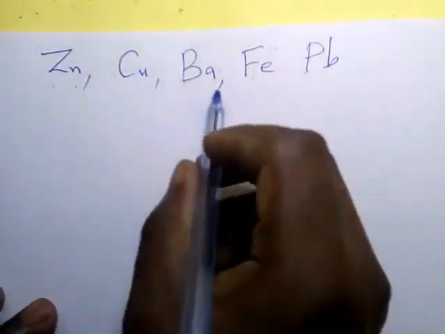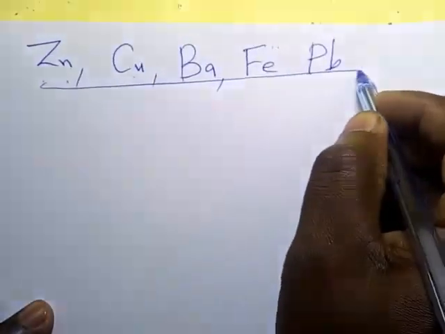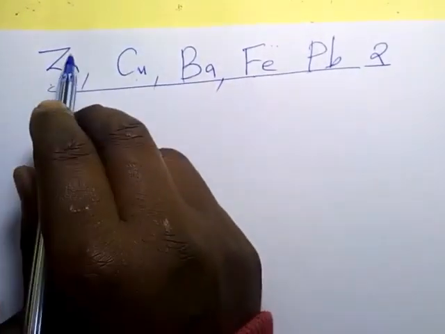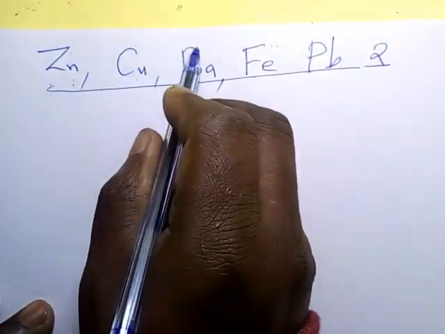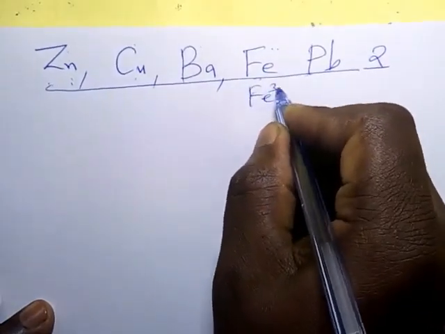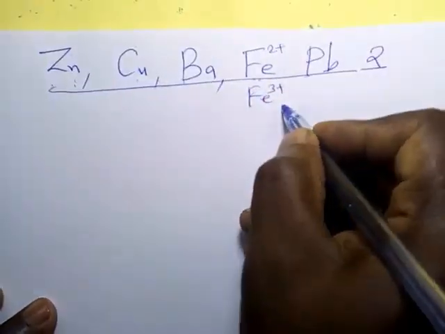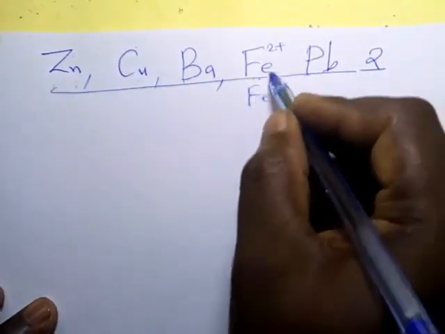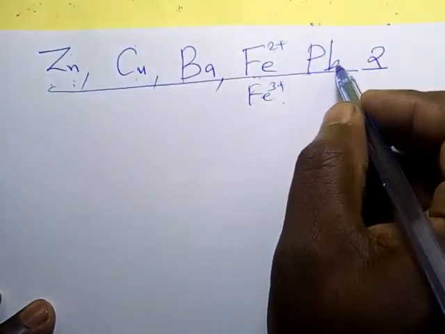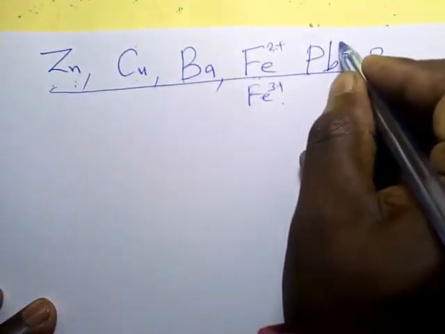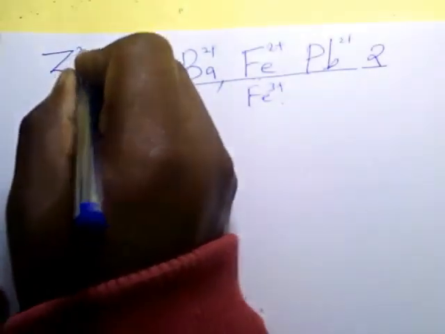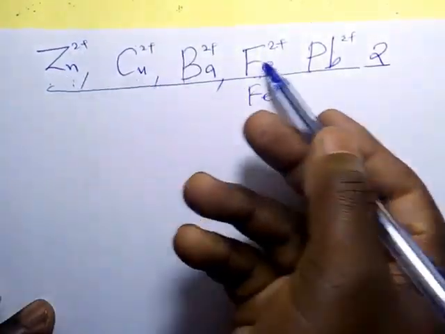And what is the valence of these? You realize that all of them have a valence of 2. So zinc has a valence of 2, copper has a valence of 2, barium has a valence of 2, iron has a valence of 2, although we have iron 3. We have iron 2 and iron 3. But in most compounds of iron, we have iron 2, unless you are told. Lead is valence 2. So all of these have a valence of 2. They lose only 2 electrons to be stable because they are metals.